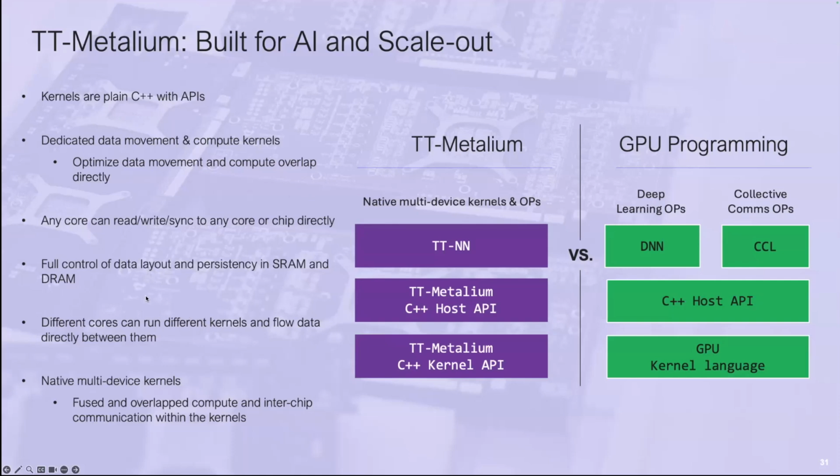I've kind of alluded to this, but different cores can also run different kernels. So you can have data flowing through. The application doesn't always have to be embarrassingly parallel. You can have multiple programs laid out on top of our architecture.